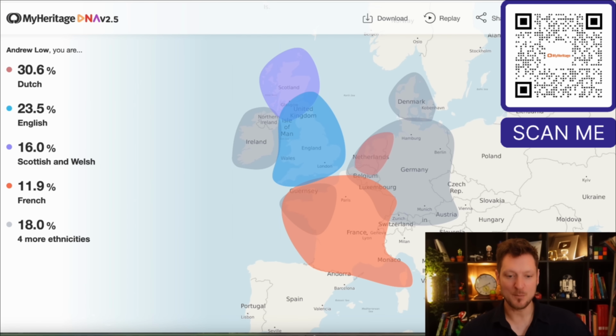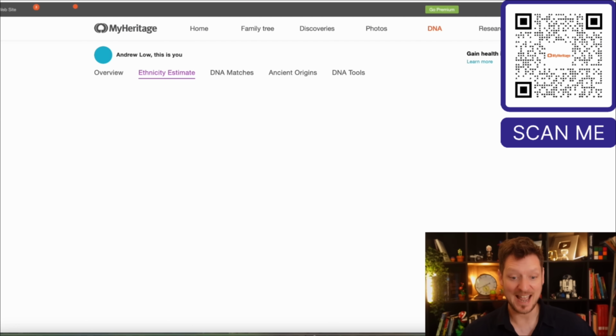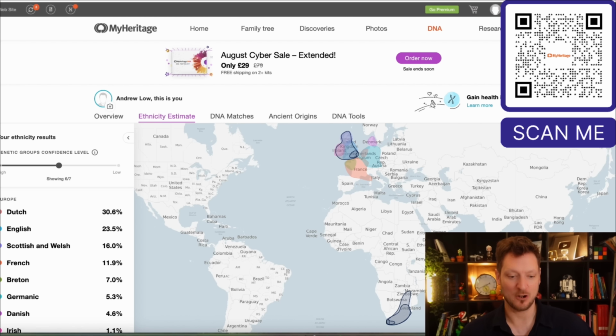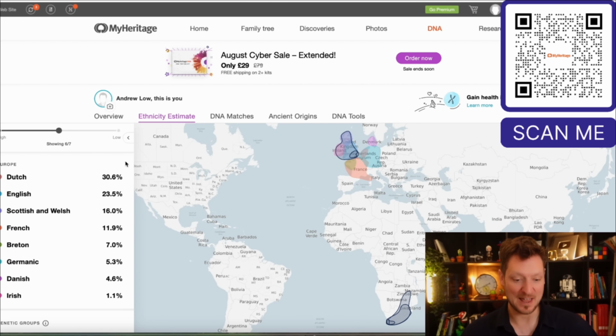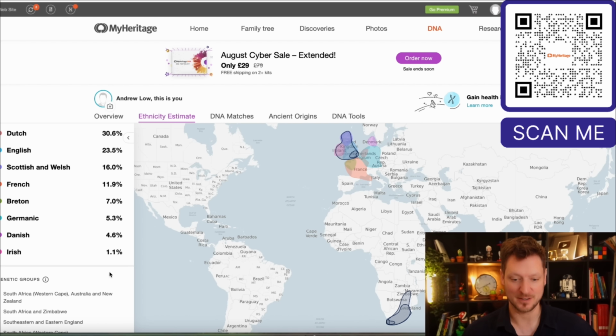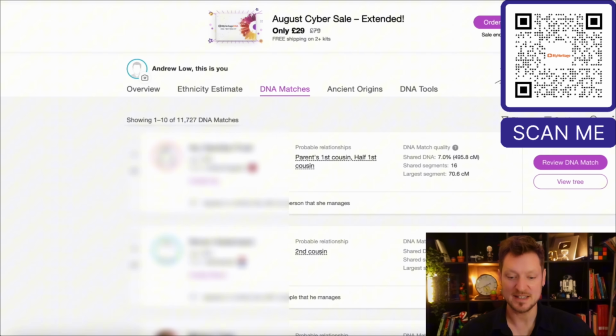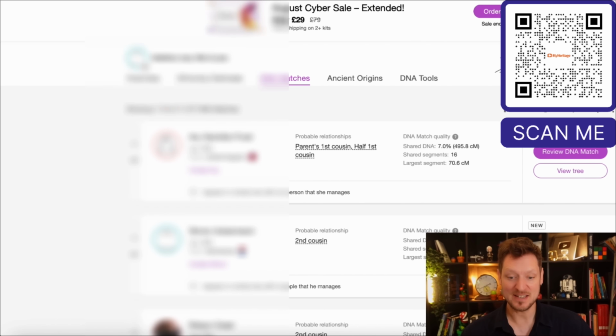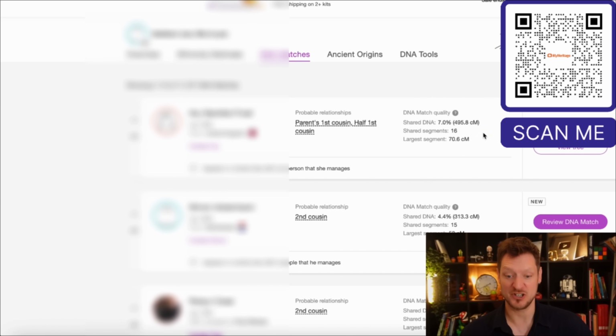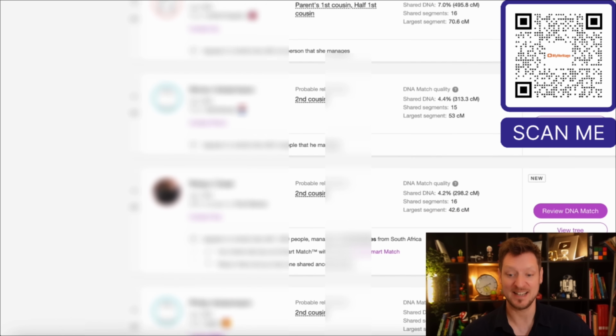Okay, so we can take a more detailed look into my ethnicity by clicking on the Ethnicity Estimate tab, and then we see here on the left-hand side, we have a much more detailed breakdown of my ethnicity percentages. Very interesting. Another really cool feature is the DNA Matches tab. If you click on that, you can see that I have 11,727 DNA matches, and this tab allows you to look at relationships and probable relationships with people around the world, including shared DNA percentage.